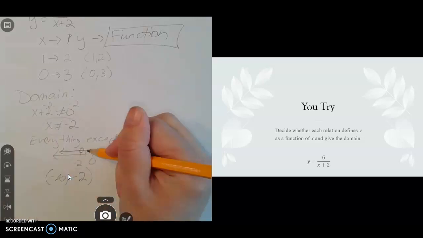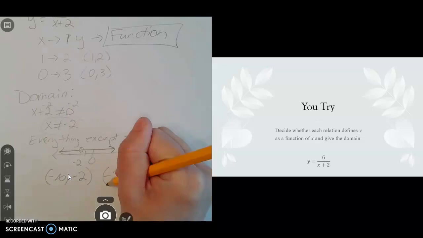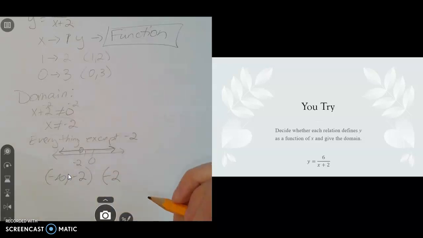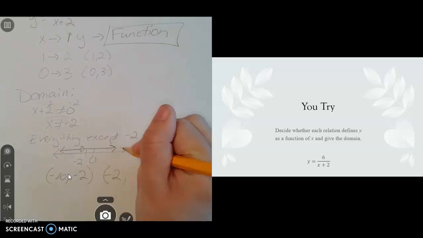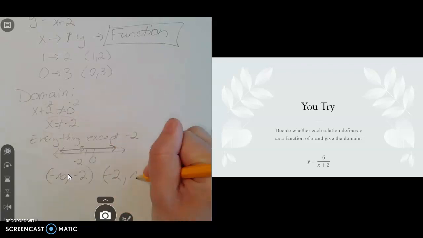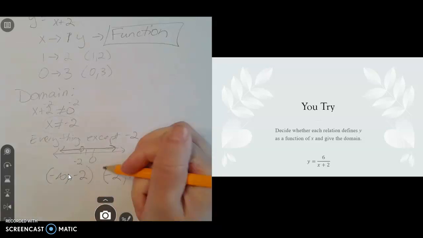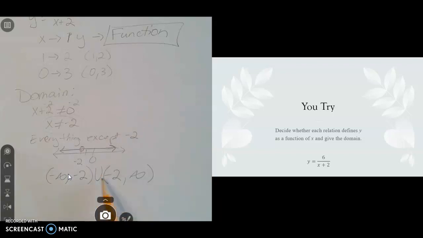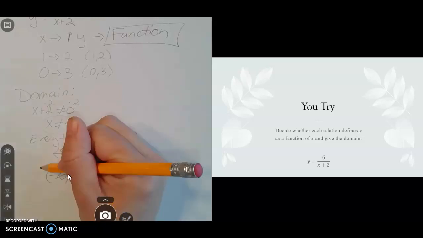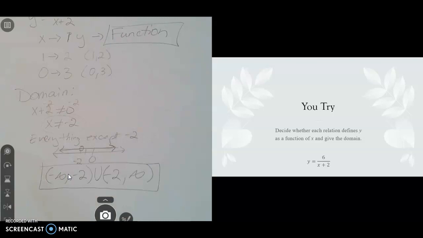The second part is going to start at negative 2. And again, I'm going to use a parenthesis because we're not including it. Comma, how far right do we go? We keep going forever. So that's positive infinity. And then these 2 pieces, we're going to join them together with a union symbol. So that's what it looks like when you just hop over one value. This goes from negative infinity to negative 2, not including negative 2, and then it keeps on going. So it's everything up to negative 2 and everything to the right of negative 2, but just not including it. And that's what your domain looks like for this function.